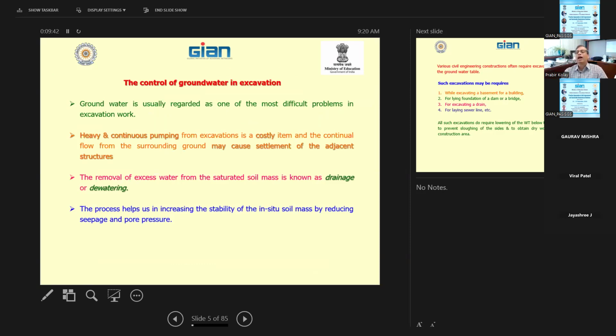So now the thing is, why we need that, how to control the groundwater at the excavation site. Groundwater is usually regarded as one of the most difficult problems in excavation work. And then also to remove the water, we need heavy and continuous pumping, and that is expensive. Also when you drain out the water, sometimes the surrounding structure may subside or settle. The process of removal of this excess water from the saturated soil mass is known as drainage. So this is called drainage or dewatering. So we'll go into more detail on the different dewatering methods. The process helps us increase the stability of the in situ soil mass by reducing the seepage and the pore pressure.